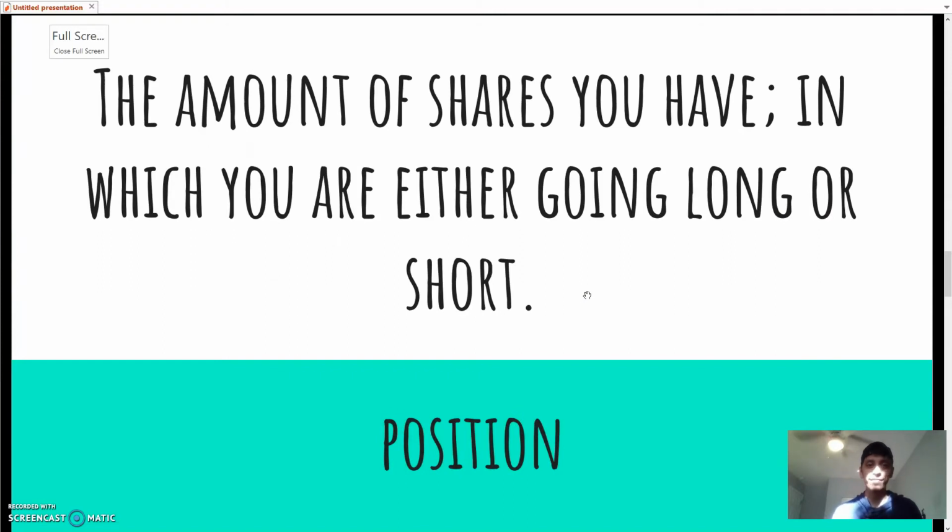Position, okay? So, this is the amount of shares that you have. Okay, and there's 2 types of positions. You're either going long or you're going short. So it depends on what the chart is doing and how you feel about the specific ticker. That is going to determine whether or not your position is going to be long or short, or the amount of shares that you're going to be buying.